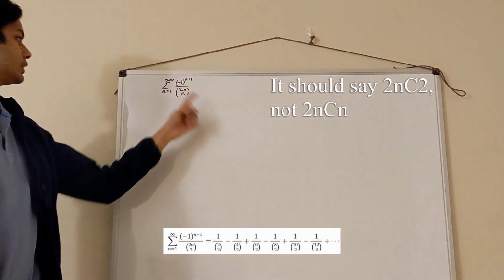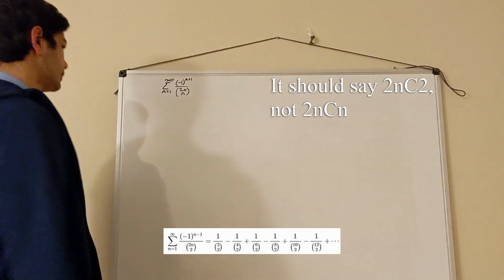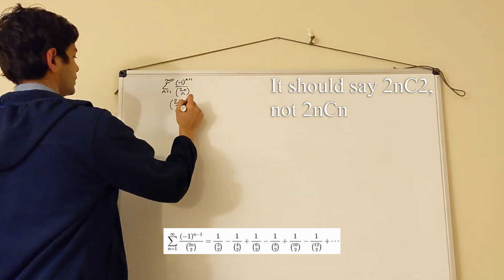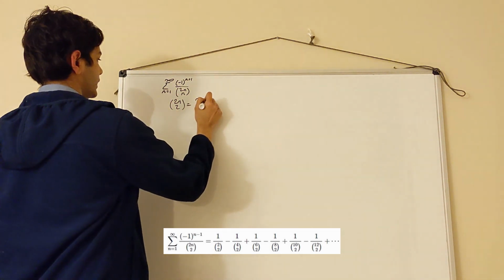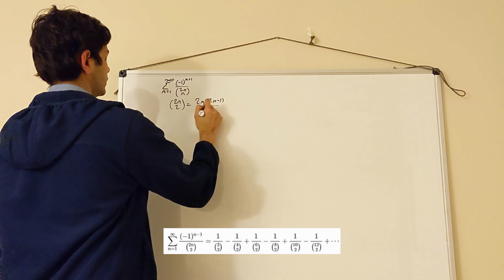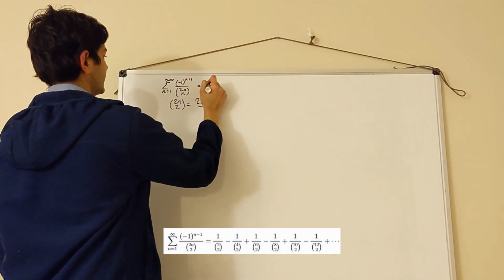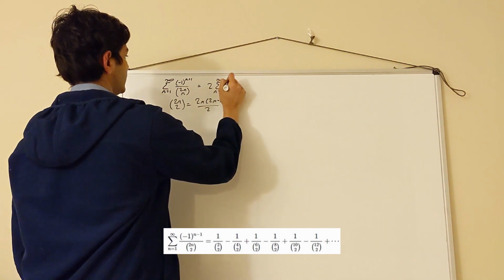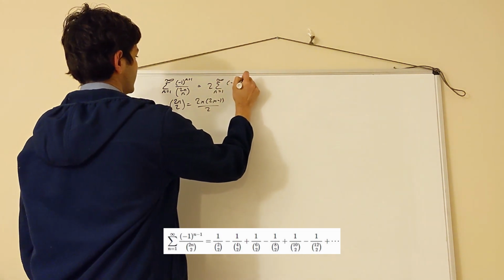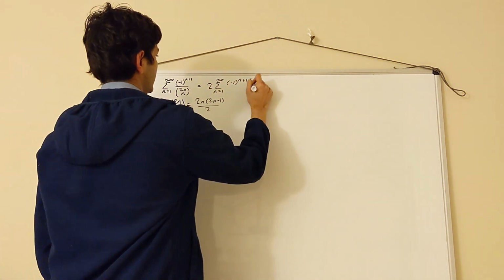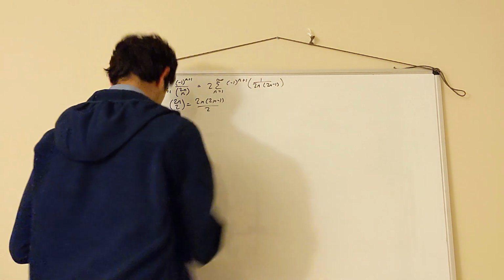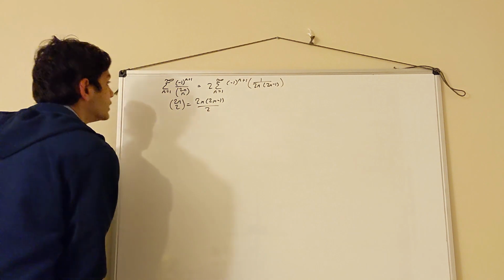So the first thing you want to do is, you don't like 2n choose 2, so you want to turn that into something that you can work with better. You know that 2n choose 2 is going to be equal to 2n times (2n minus 1) over 2. So we can rewrite the sum as twice the sum from n equals 1 to infinity of (-1)^(n+1) times the quantity 1 over 2n times (2n minus 1). And this one is pretty bad.